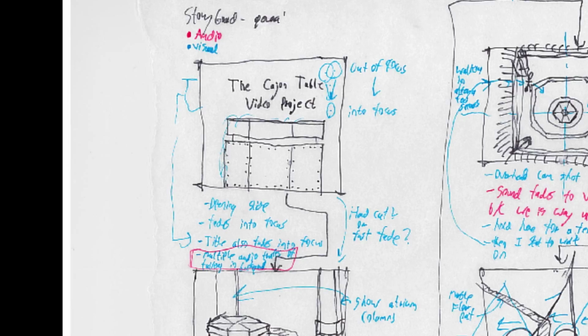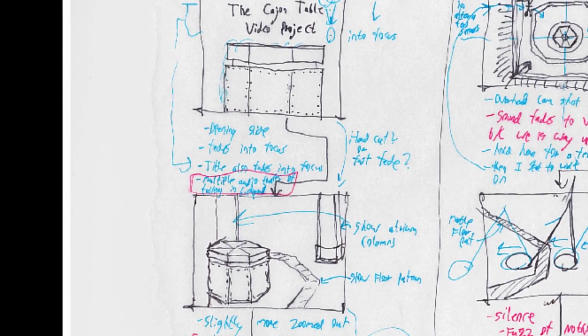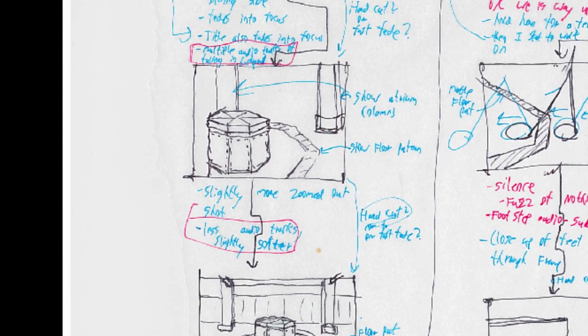And the background right now is just people talking, audio, that's the red. And it will slowly die out. Then I think it'll just be a hard cut to the next shot, which shows a little bit more of the space in the atrium, a little bit of the floor pattern, slightly more zoomed out, and maybe the talking is slightly faded, slightly farther away.